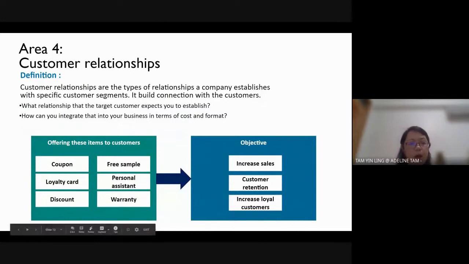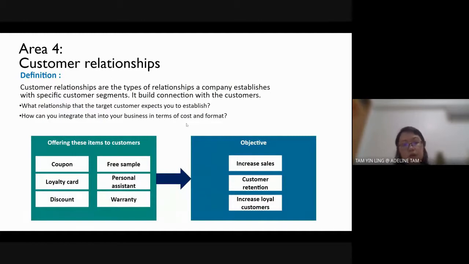Okay, then number four, customer relationship. It is about how to maintain a good relationship with your customers, how to build a connection with your customers. So you ask yourself the first question: what relationship does the target customer expect you to establish? How can you integrate that into your business in terms of cost and format? In other words, when you want to build this relationship, how much is the cost you have to pay and how does it affect your business?